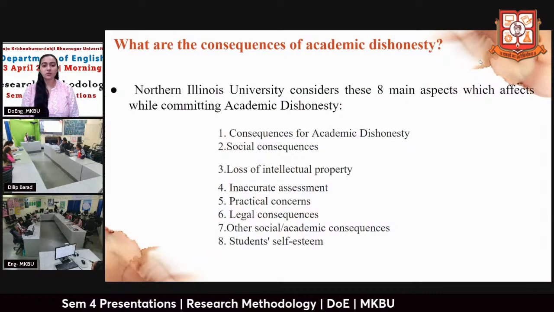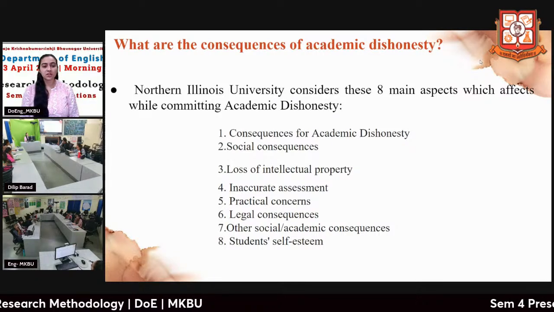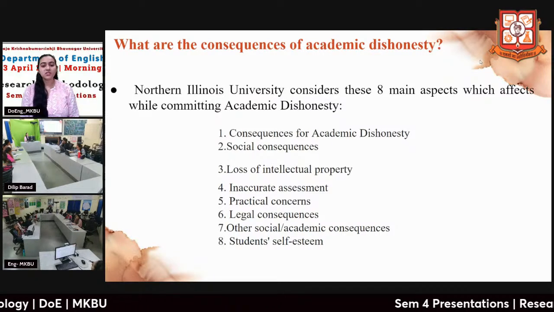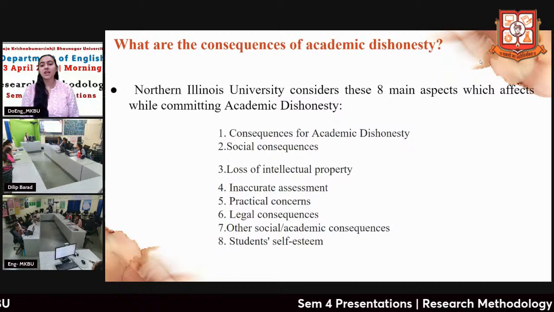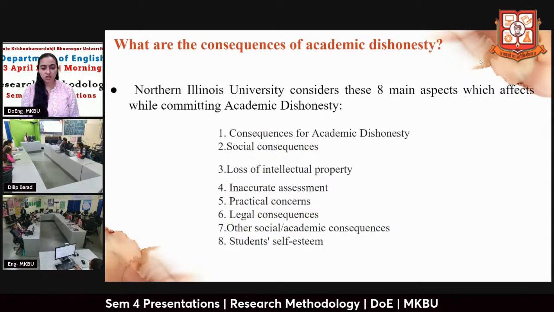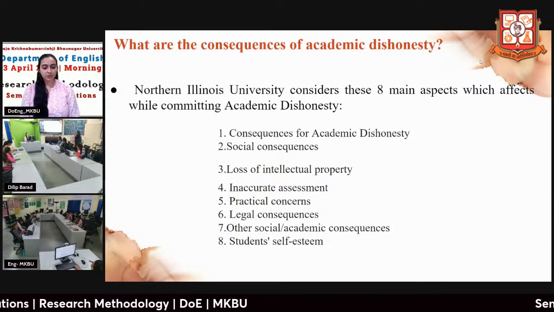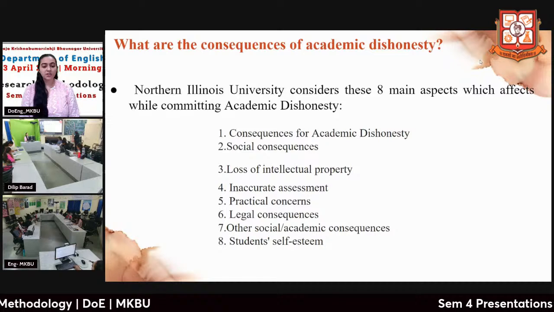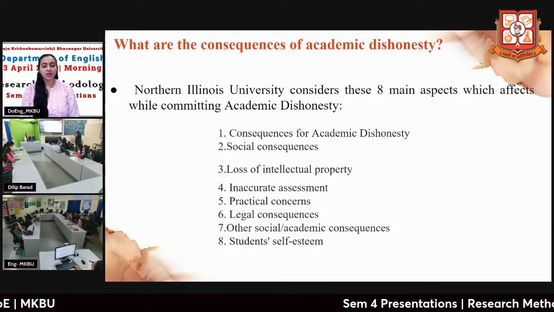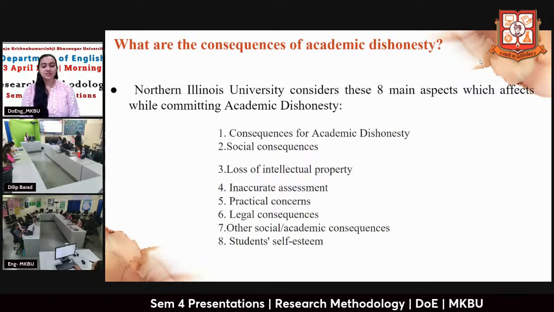Here are the consequences of academic dishonesty as considered by Northern Illinois University, which names 8 main aspects: social consequences, those of intellectual property, inaccurate assessment, practical concerns, legal consequences, other social and academic consequences, and students' self-esteem.